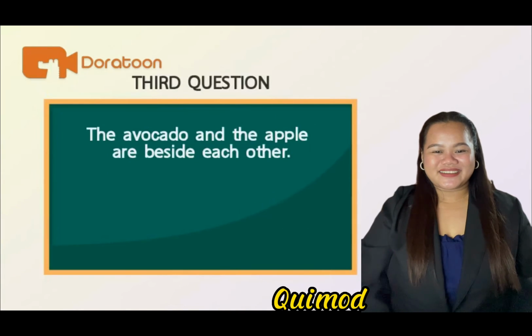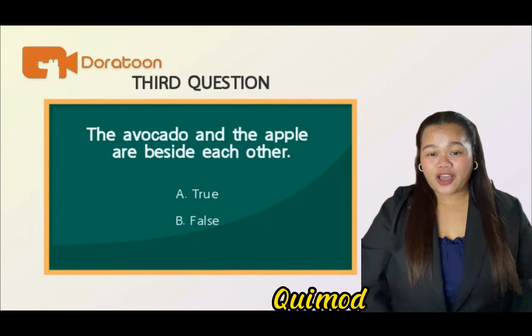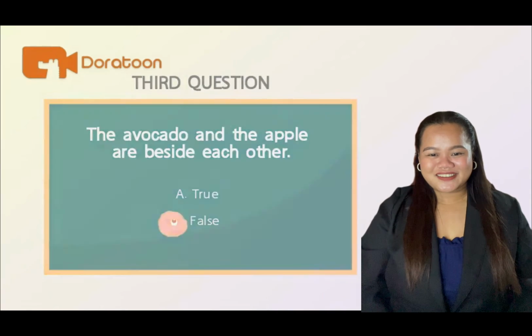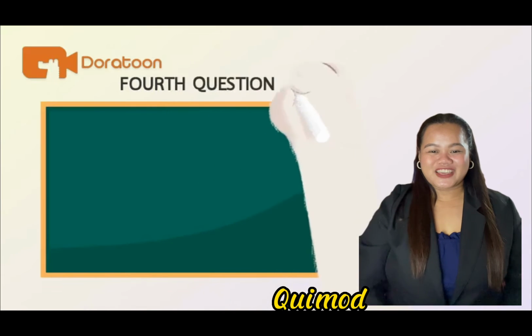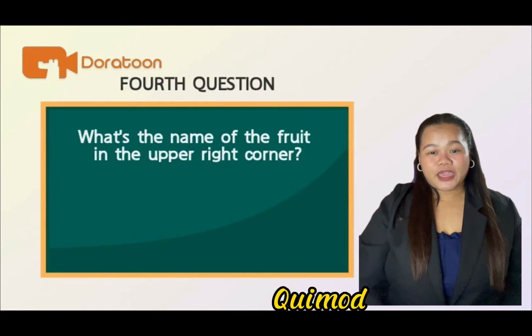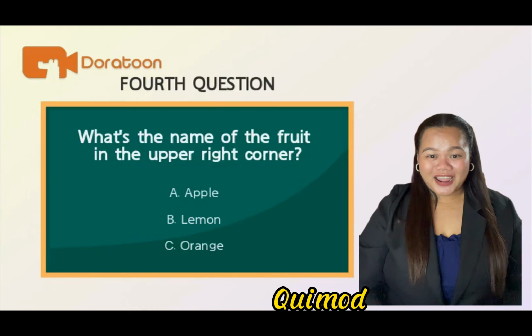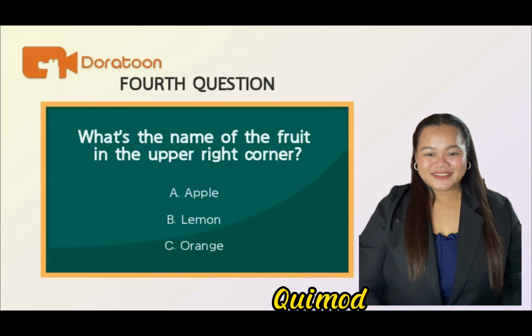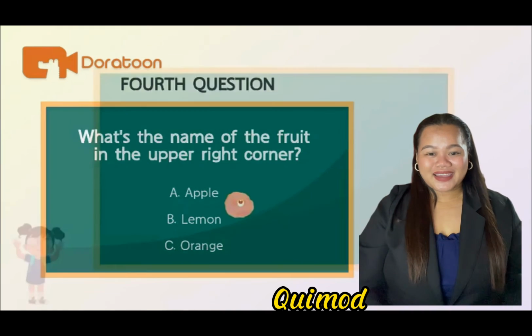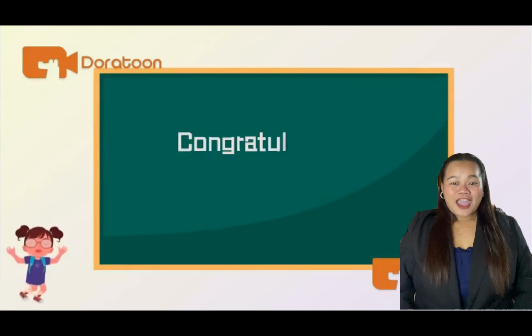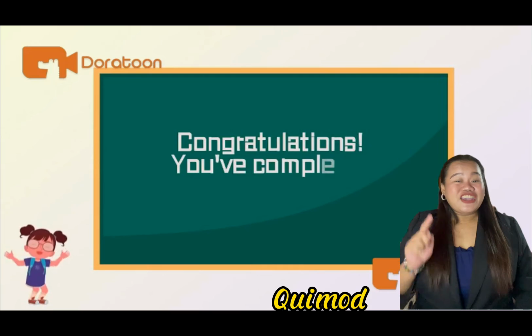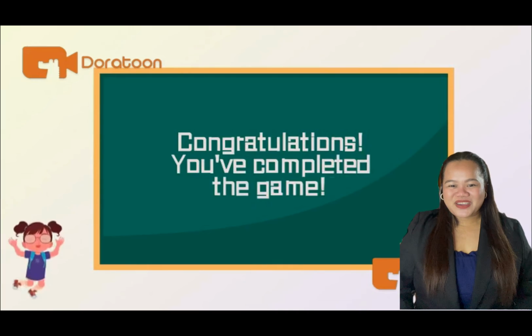Third question. The avocado and the apple are beside each other. That's correct. It's a letter B. False. Fourth question. What's the name of the fruit in the upper right corner? That's correct. It's letter B. Lemon. Congratulations! You've completed the game.